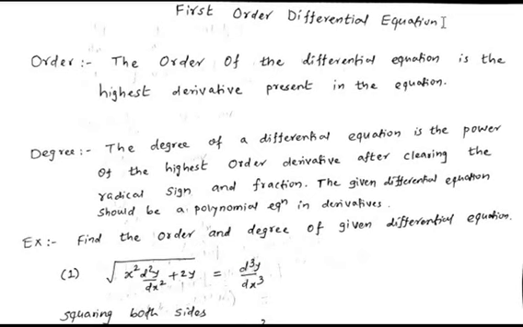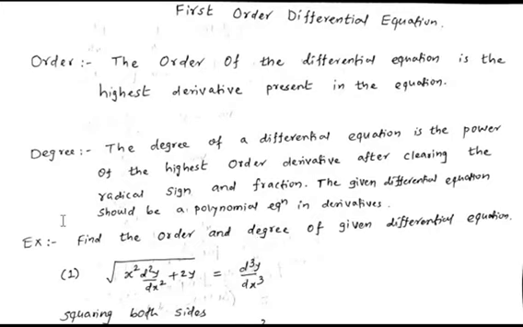First of all, we will understand what is order and degree. The order of a differential equation is the highest derivative present in the equation. And the degree of a differential equation is the power of the highest order derivative after clearing the radical sign and fraction. Radical sign means the sign like square root, and fraction. The given differential equation should be a polynomial equation in derivatives.